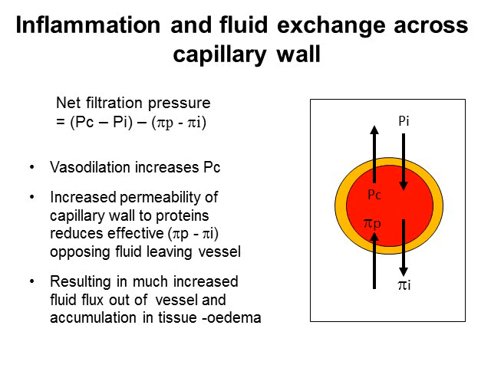As a result of these two differences, you have an increase in PC and a significant reduction in the difference between pi-P and pi-I. That means the net filtration pressure will result in much increased fluid flux out of the vessel and accumulation in the tissue. This is termed edema, and in most situations is a perfectly normal response to inflammation. However, it can prove to be problematic if it becomes chronic.